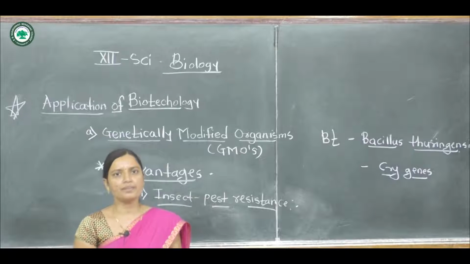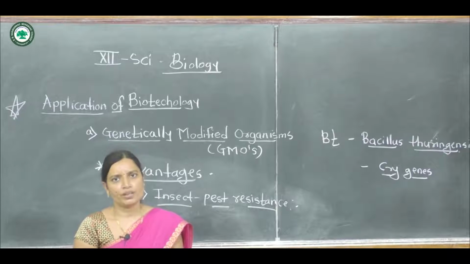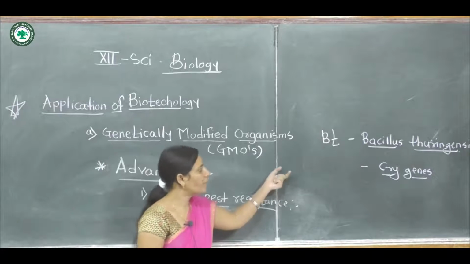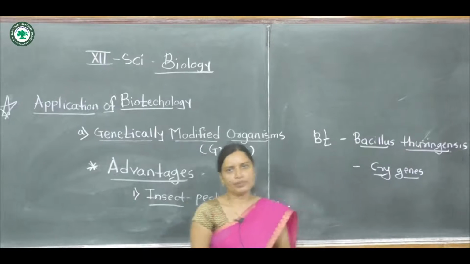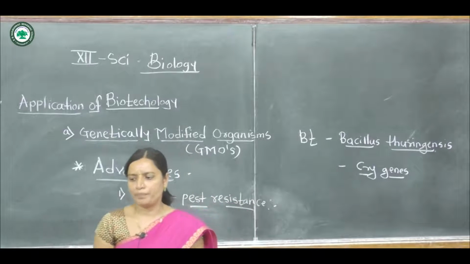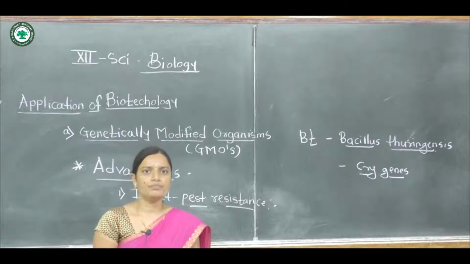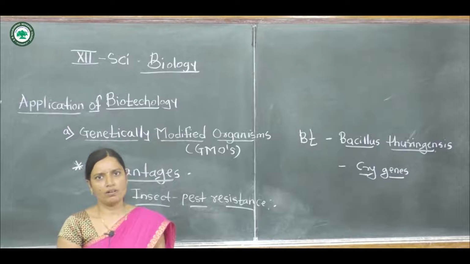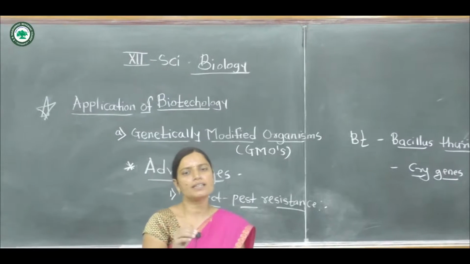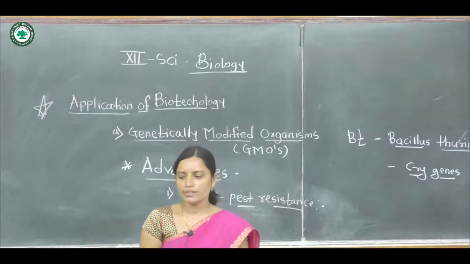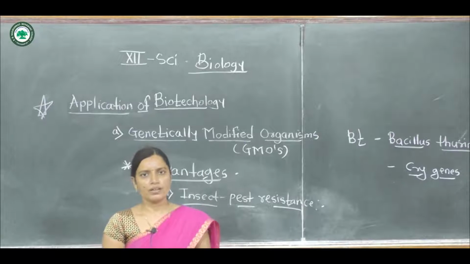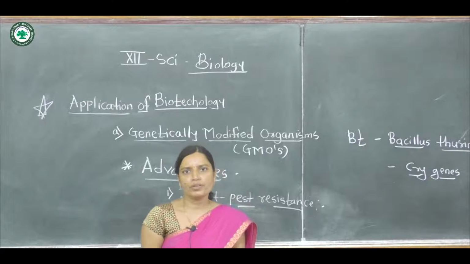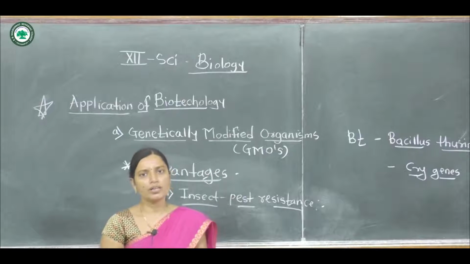Now this bacterium has a particular gene, called the Bt gene, or it is known as the CRY gene. This CRY gene is found in this bacterium. Now in this bacterium, the protein is synthesized in crystalline form, and this crystalline protein is dissolved in alkaline solution or alkaline pH.